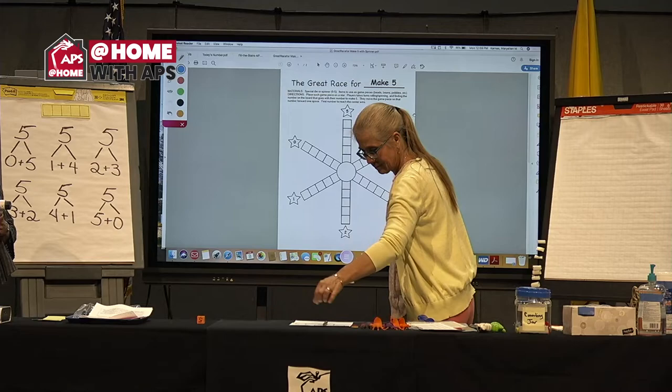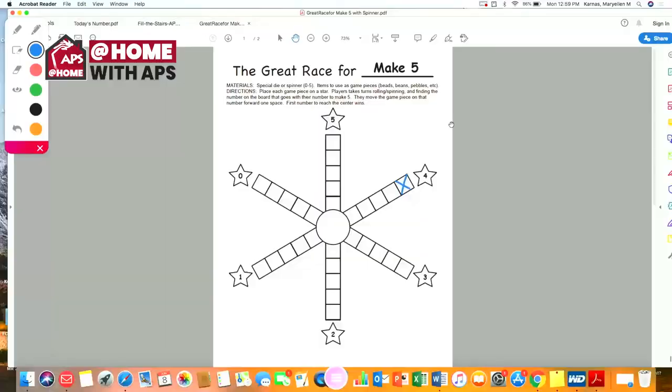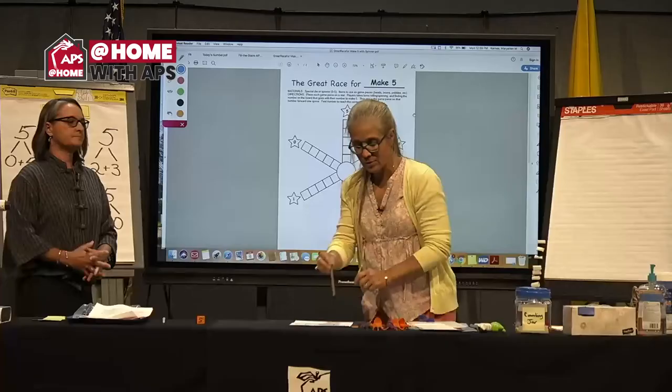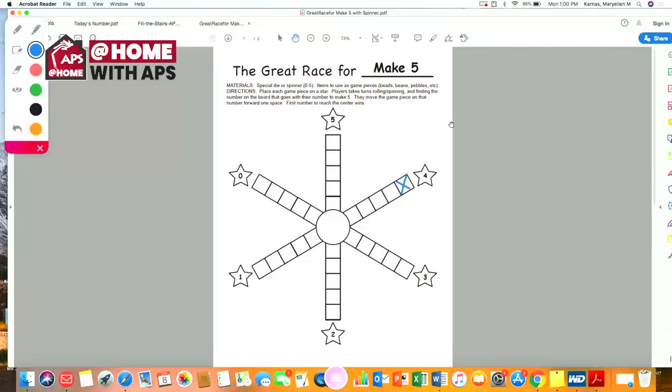Okay, I got a 5 with my little crazy spinner there. It's kind of better if you have a pencil and a paper clip when you make a spinner at home, and then you can just spin it around like that. So if I got 5, that's that tricky one that Ms. Karnas was talking about, right? I don't need any, so I'm gonna mark 0.